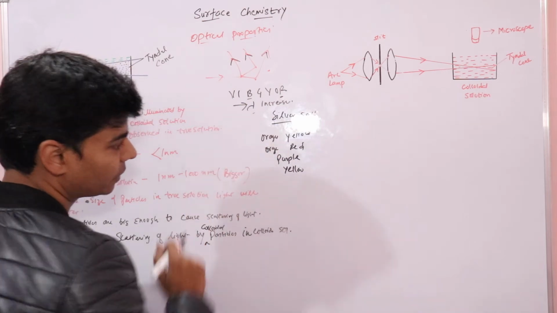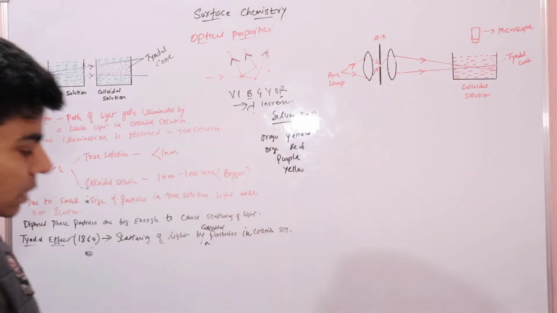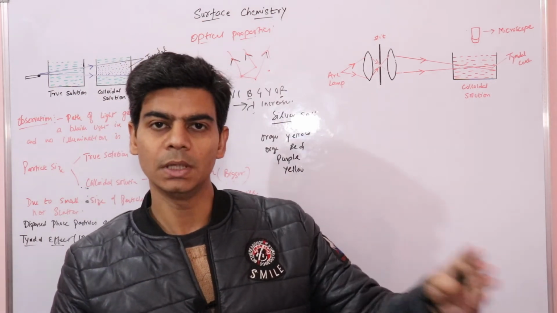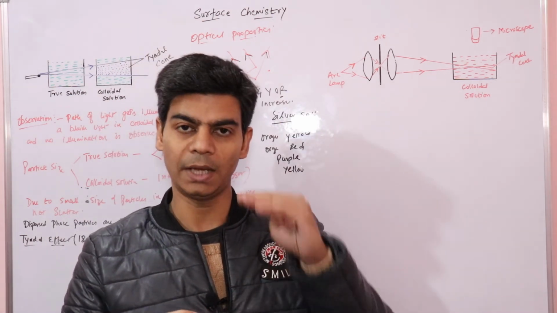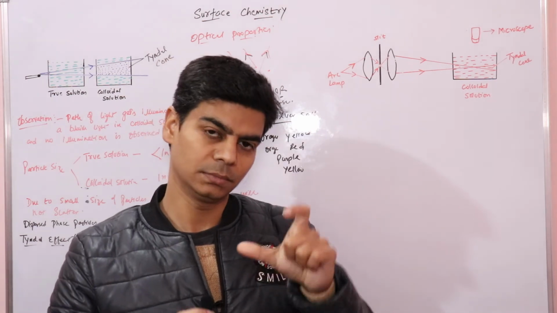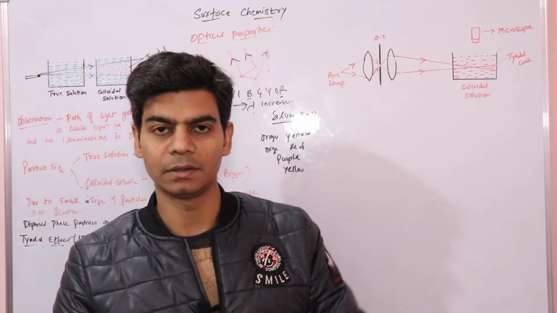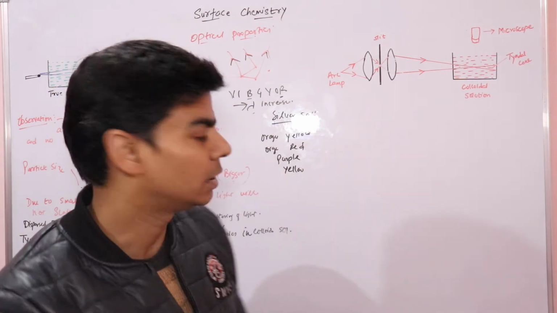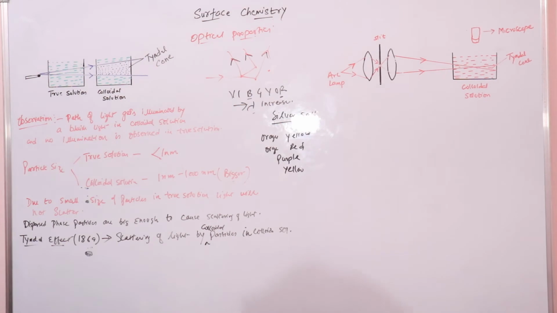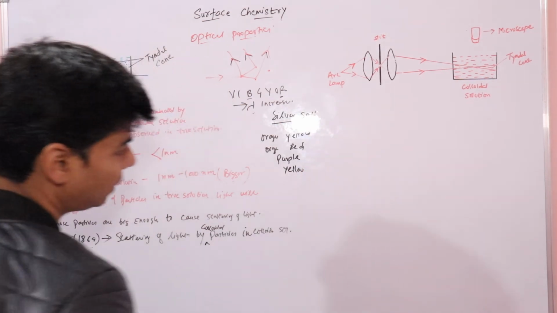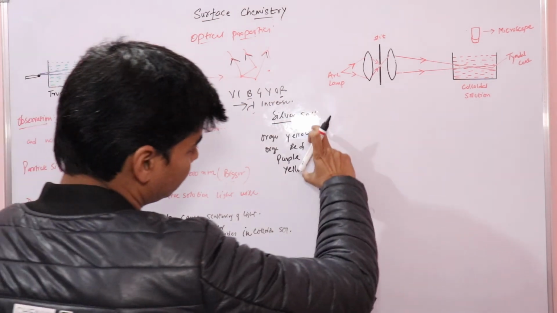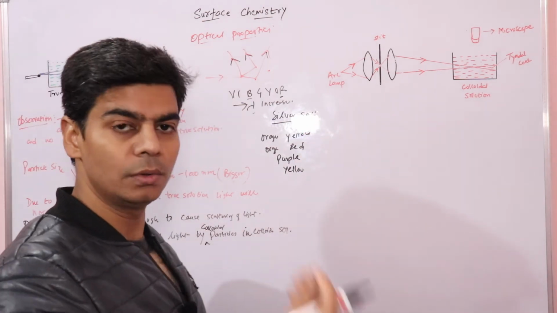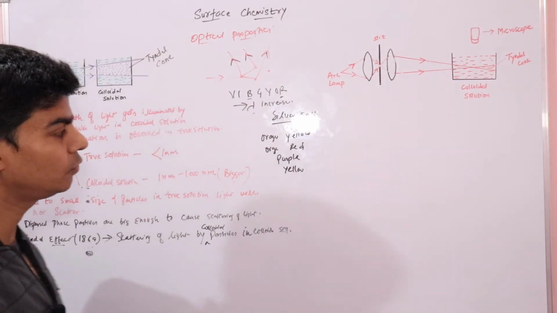And why do we observe different colors? The color of light that is observed is due to scattering of light. The wavelength of light that gets scattered gives you the color of the colloidal solutions. Here all these colors have different wavelengths, and light of different wavelengths is getting scattered due to the difference in particle size in colloidal solutions.